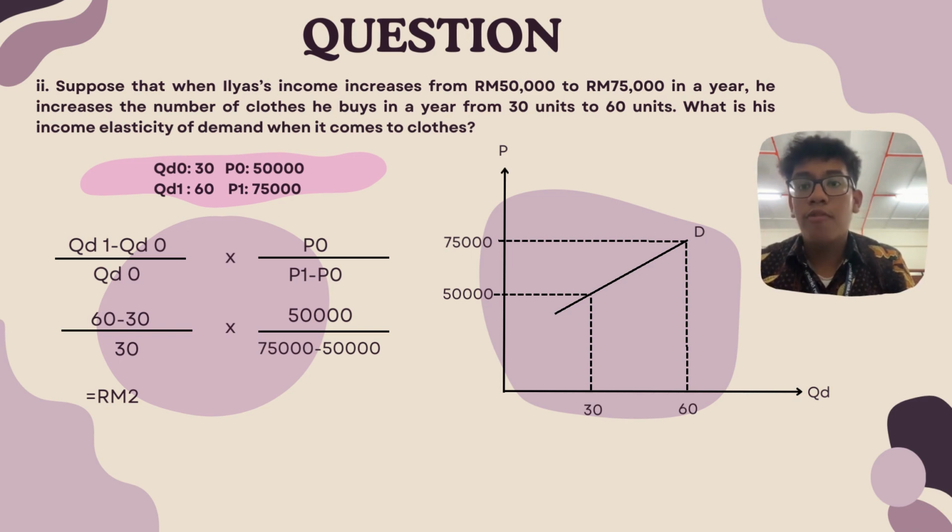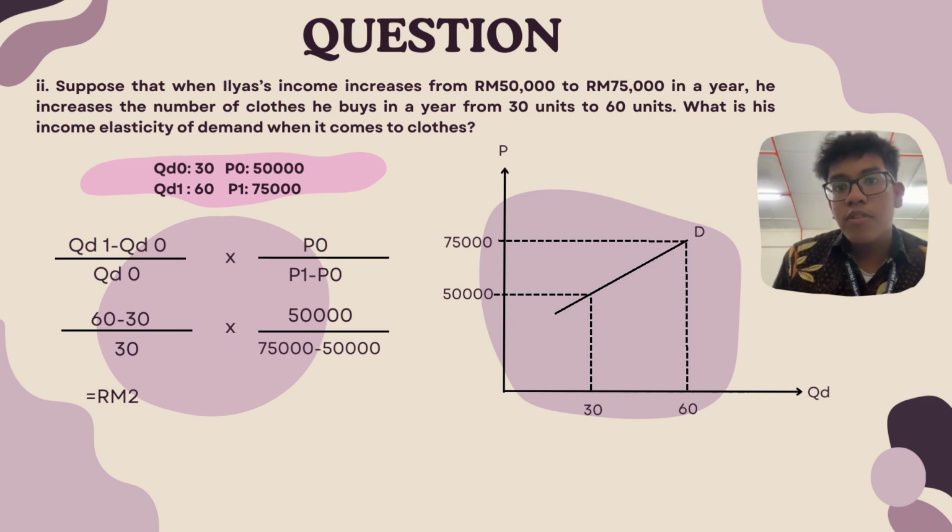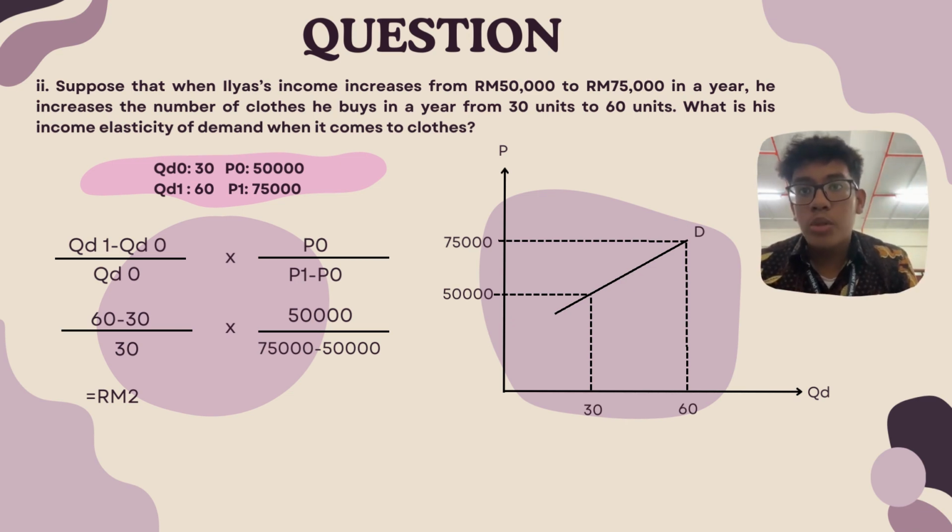Find the information from the question. You get 50,000, which is the old income, 75,000 ringgit is the new income, 30 units is the old quantity demanded, and 60 units is the new quantity demanded. Using the formula (QD1 minus QD0) over QD0 times P0 over (P1 minus P0), insert the information that we have. 60 minus 30 over 30 times 50,000 over 75,000 minus 50,000, and you will get 2 ringgit. So we will get elastic.